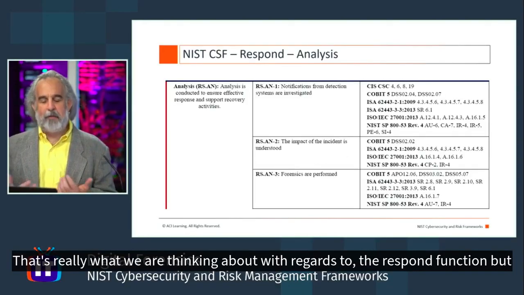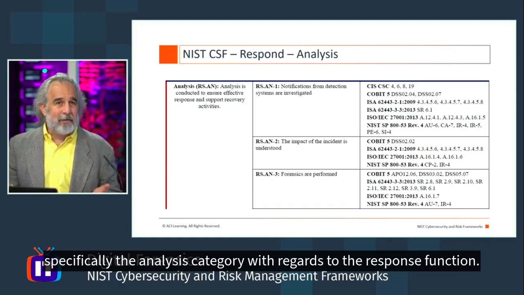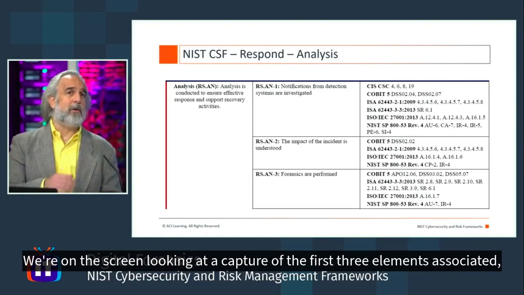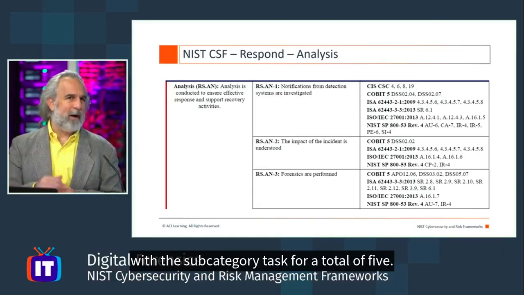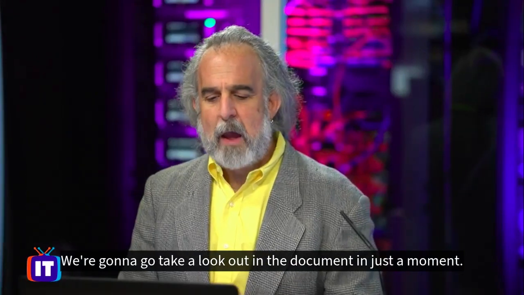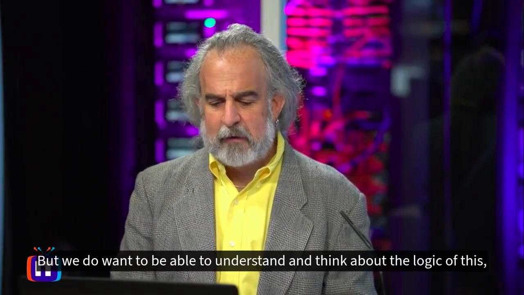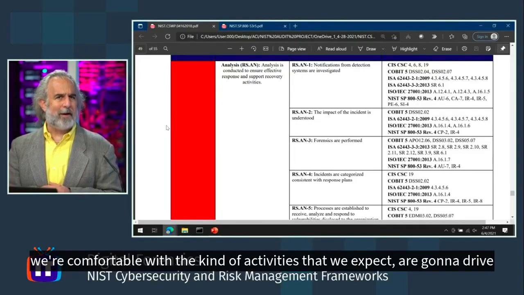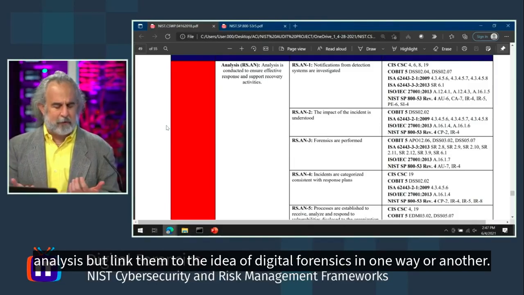That's really what we are thinking about with regards to the respond function, but specifically the analysis category. Now, we've got a lot of detail in the analysis category as well. We're on the screen looking at a capture of the first three elements associated with the subcategory tasks. There are a total of 5 we're going to take a look at in the document in just a moment. But we do want to understand the logic of this, because it is going to be important. We want to spend a few minutes going through the detail, making sure we're comfortable with the kind of activities that we expect are going to drive analysis, but link them to the idea of digital forensics in one way or another.